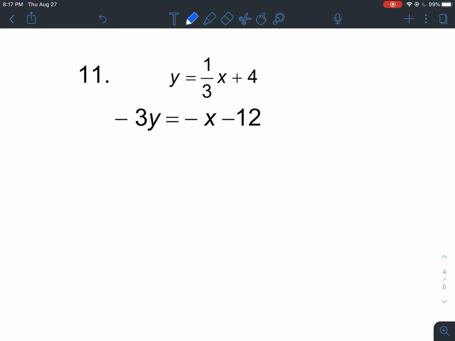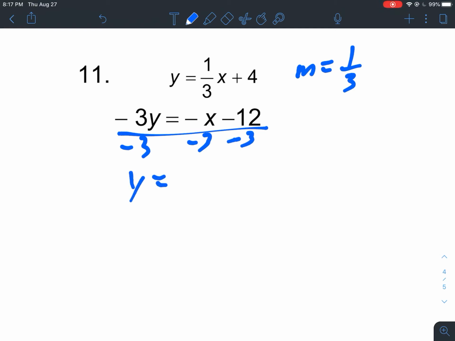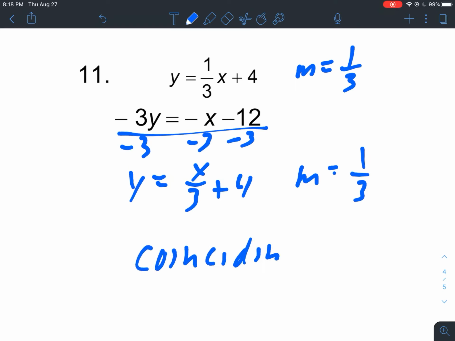So number 11, the first equation is solved for y, and we have a slope of 1/3. The second equation is not solved for y, so we got to divide everything by negative 3. That would give us y equals positive x over 3 plus 4. That also has a slope of 1/3, so they're going to be parallel or coinciding. The intercepts are the same. Therefore, these are the same line. We call those coinciding.